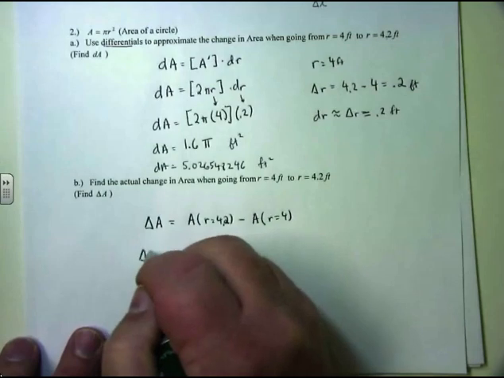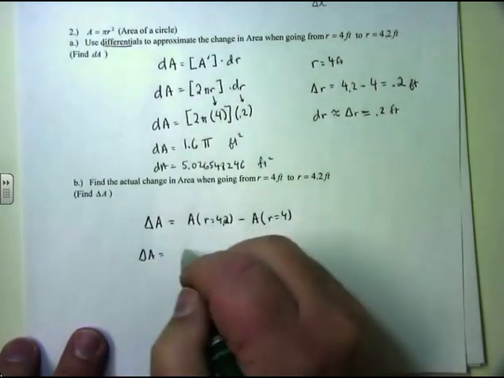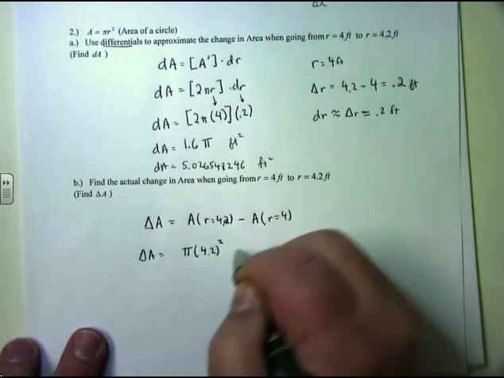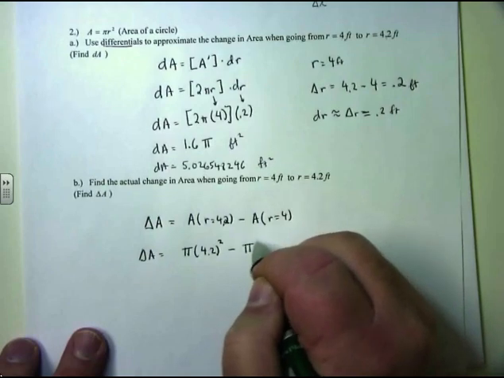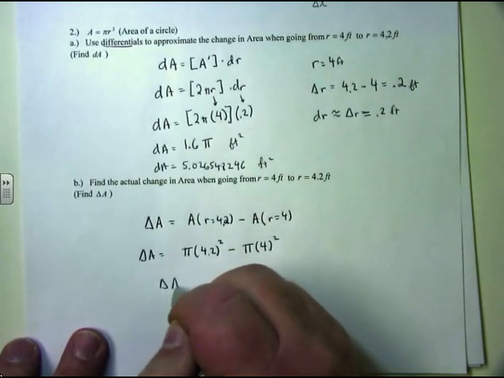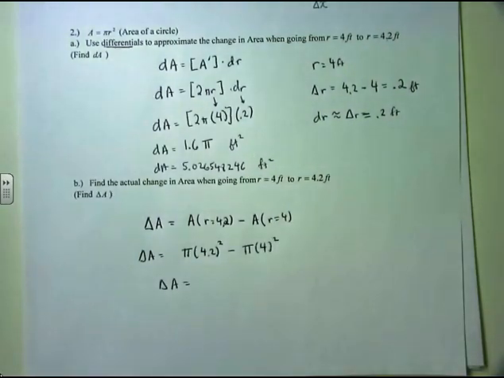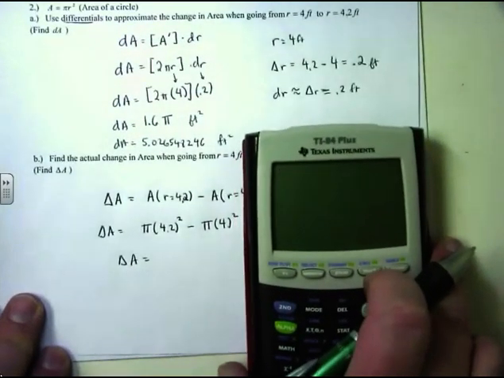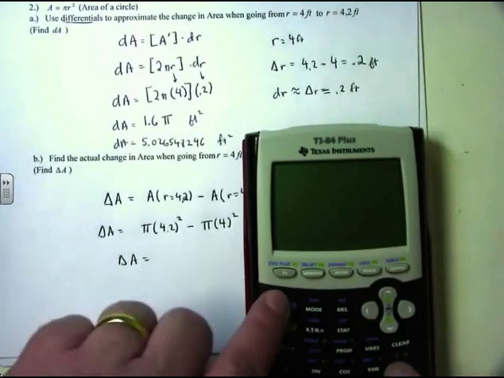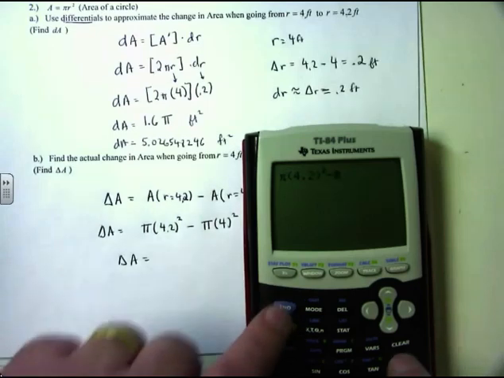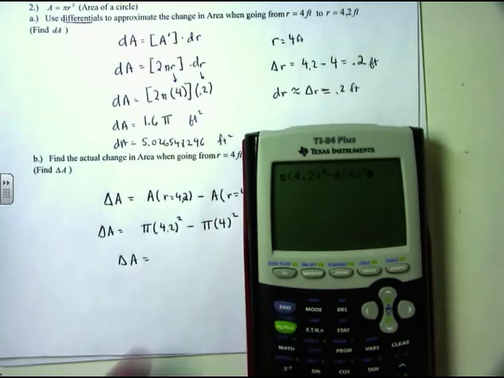So the change in area, delta area, would be the area, which is pi r squared, and my radius at the ending point is 4.2 squared, minus your area, which is pi r squared, but now the radius was 4, so 4 squared. So your delta area would be equal to, and this really becomes calculator work now, so I'm going to throw my calculator up here. And I brought one of my old calculators today. This would be pi times 4.2 squared minus pi times 4 squared. So I'm just literally typing exactly what I see on my calculator, and what do you get?